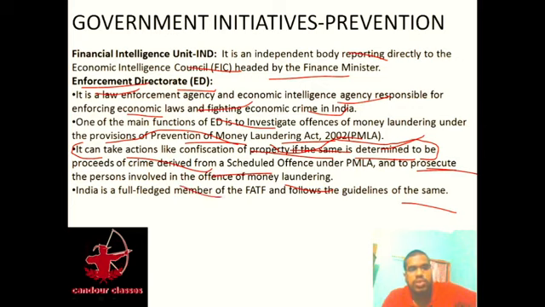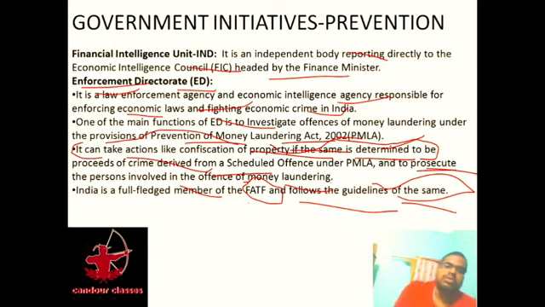Then India is a full-fledged member of FATF, the Financial Action Task Force, and follows its guidelines. What they do is put sanctions, like they have put Pakistan and Turkey on the grey list. Once FATF puts any country on the grey list, then the World Bank or IMF won't give them loans, because they are giving priority to money laundering and supporting terrorist activities.